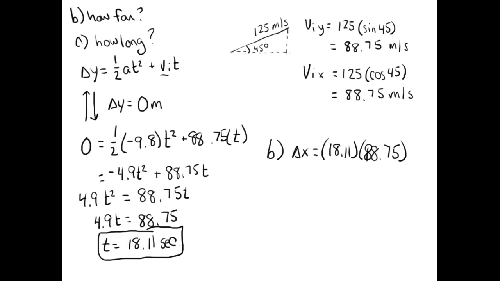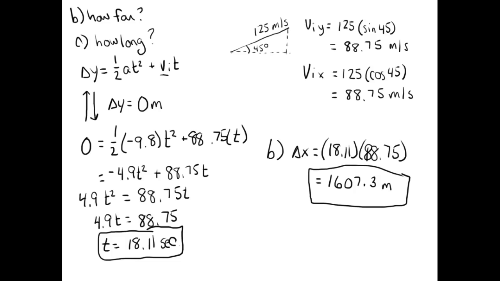It is 88.75. 18.11 times 88.75. I got about 1607.3 meters. So that arrow flew over a kilometer away from Hawkeye when he sent it up. So B has to be solved after C. C allows you to figure out how long it's going to take. B, then you go back and figure out how far it flew.